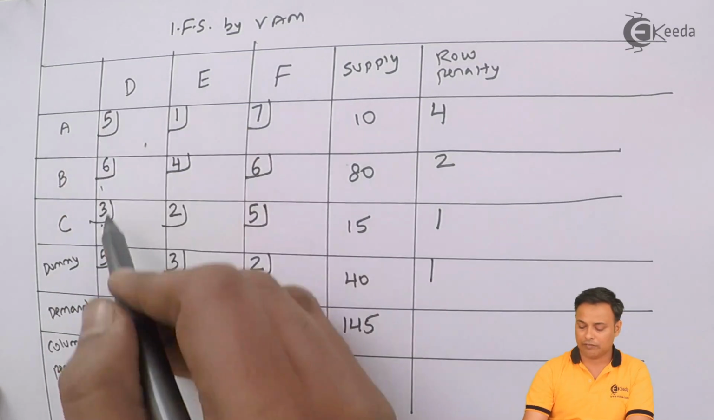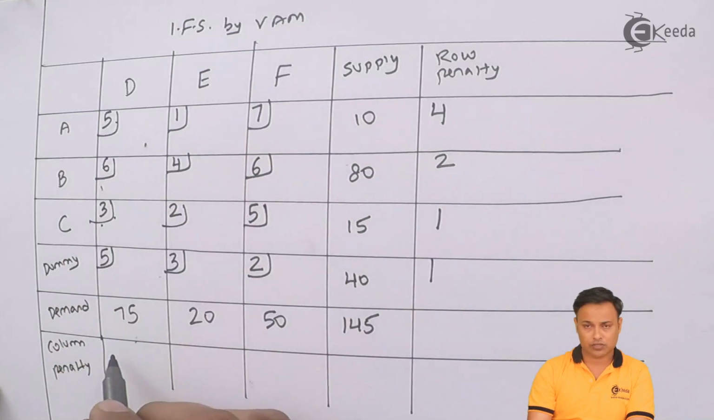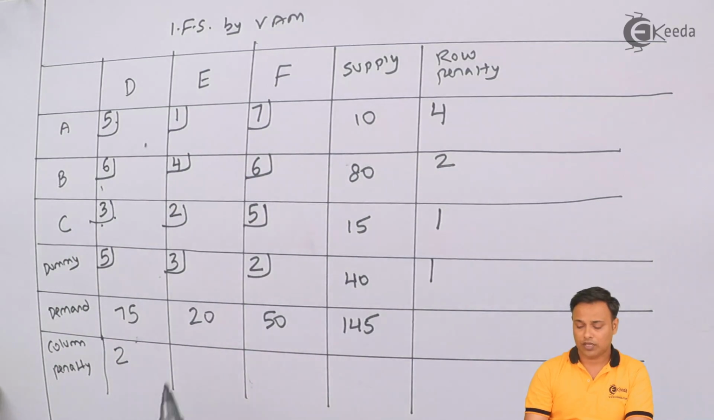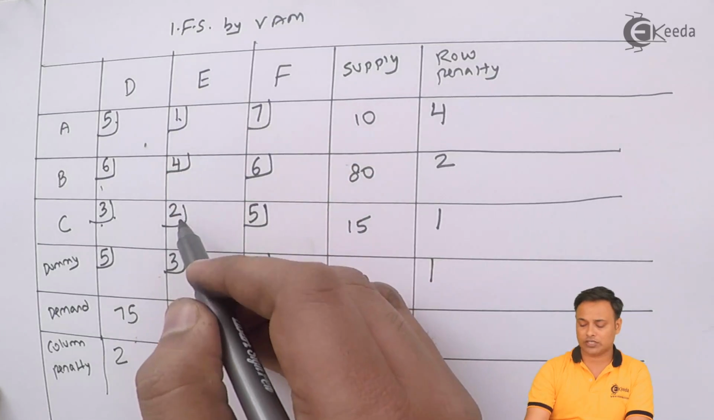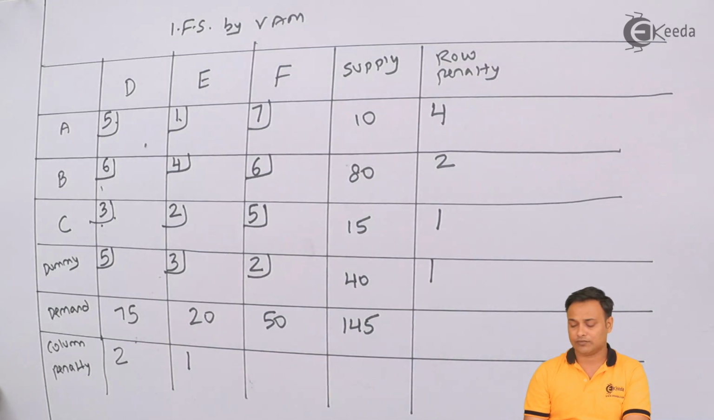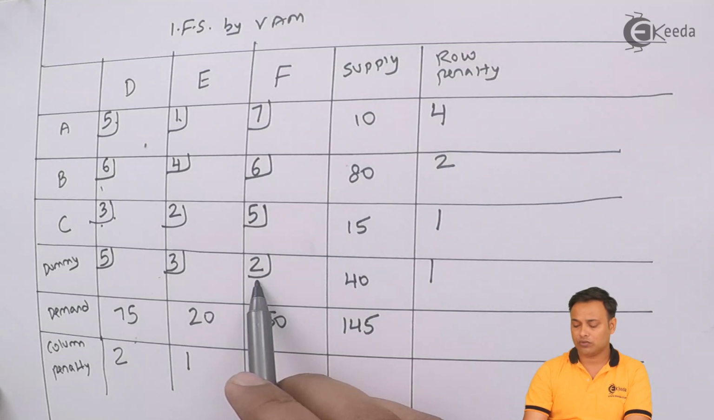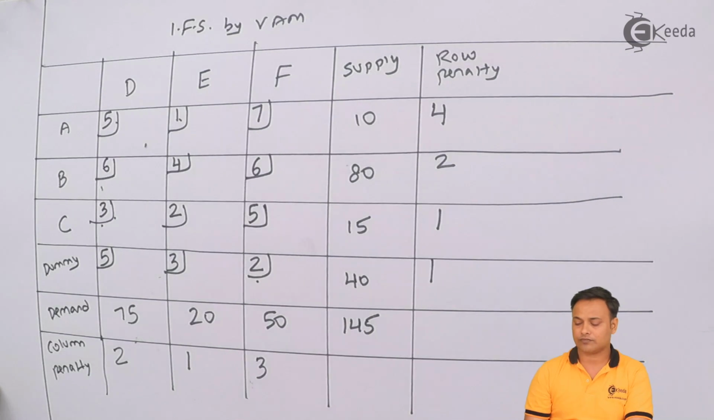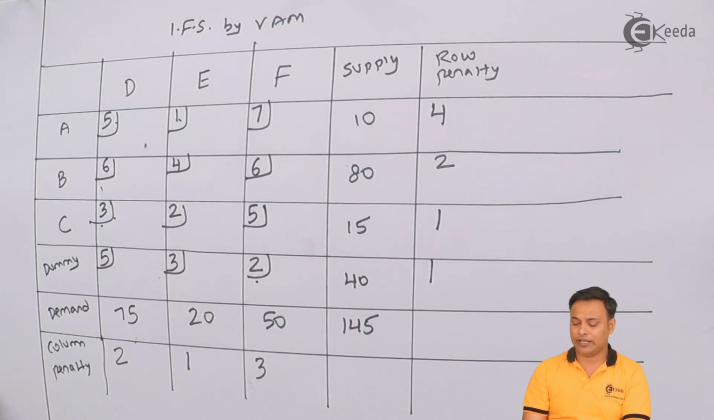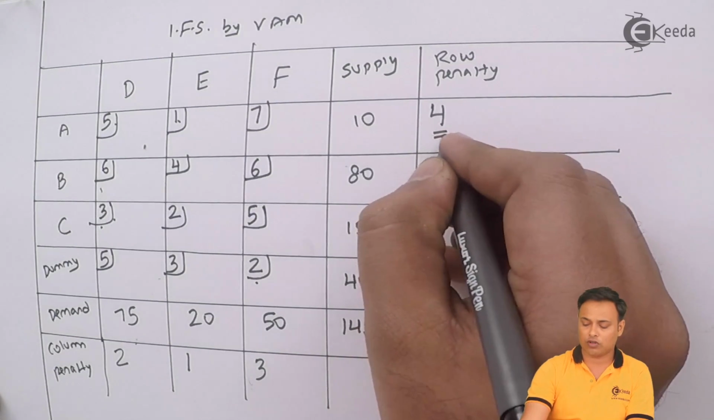In my first column, my lowest cost is 3. Next lowest is 5. So the difference is 2. In my second column, the lowest cost is 1. Next lowest is 2. So the difference is 1. In my third column, I have got the lowest cost of 2. And the next lowest is 5. Difference is 3. So we can see the highest penalty among the rows and the columns is 4.